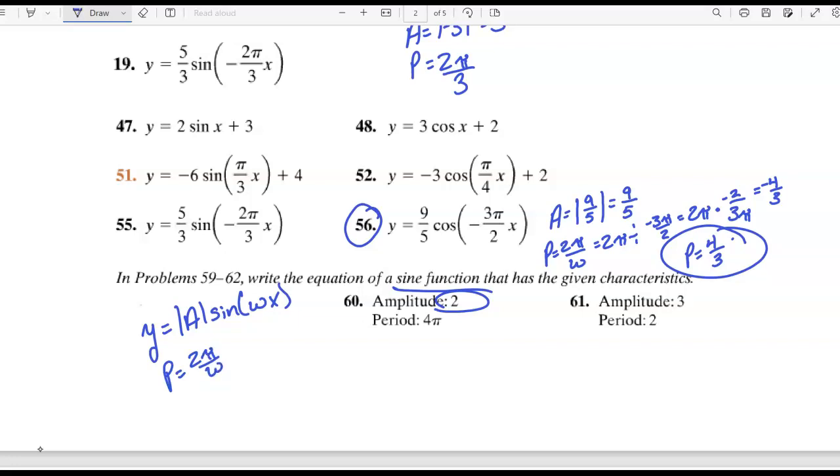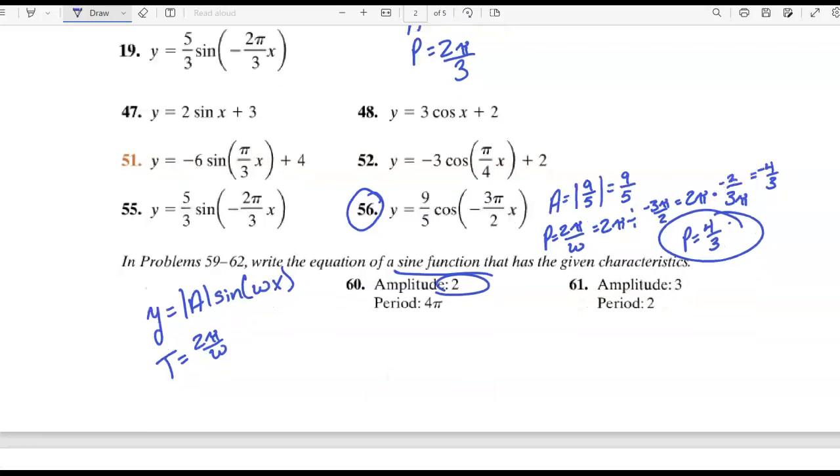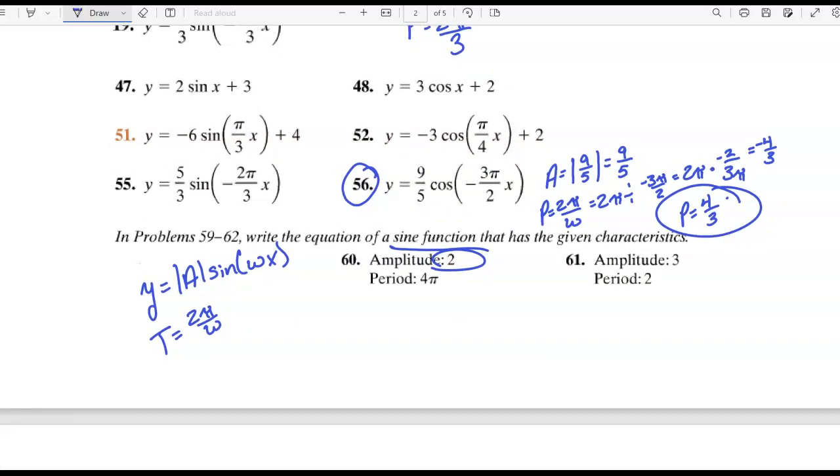Now, a lot of textbooks will use T for period instead of a P for period. To me, it doesn't matter which one you do. I'll use T just to be a little more consistent with our textbook there. So period, 4 pi, is equal to 2 pi divided by omega. We've got to figure out what omega is. So we're going to multiply both sides by omega, and then we're going to divide by 4 pi. So omega is going to be 2 pi over 4 pi, which is a half.